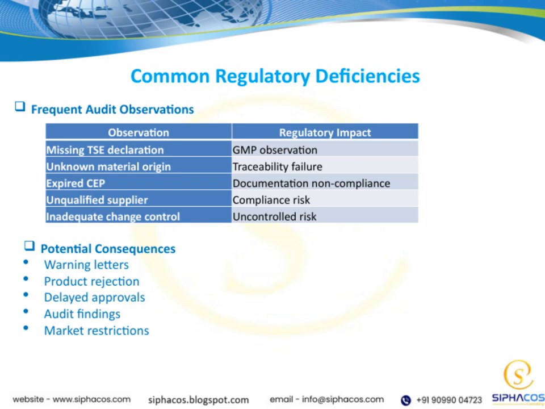When regulatory requirements aren't met, the consequences can be serious. We're talking about warning letters, product rejection, delayed approvals, even audit findings that can limit market access. Common issues include missing declarations, unknown material origins, expired certifications, and unqualified suppliers. Each one represents a gap in compliance, whether it's documentation, traceability, or risk control. These aren't just paperwork problems, they're risks that can slow down or stop products from reaching patients. Staying ahead means understanding these pitfalls and addressing them head-on.